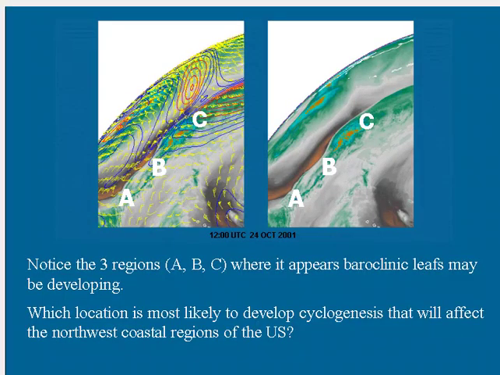Now at this point I'm going to ask a question: which location is most likely to develop cyclogenesis that will affect the northwest coastal regions of the U.S., A, B, or C? What we did here was overlay the water vapor imagery with the 300 millibar analysis from the AVN alongside just the water vapor imagery. If you want to take a minute to respond to that, you can go ahead and hit the pause button. Turns out the answer here is C, and with the next few slides we'll look at exactly what happened.